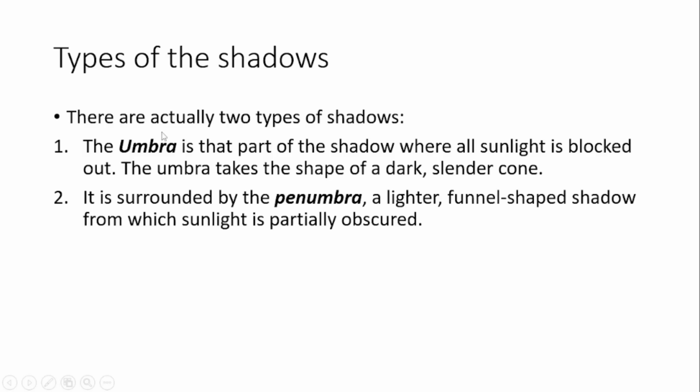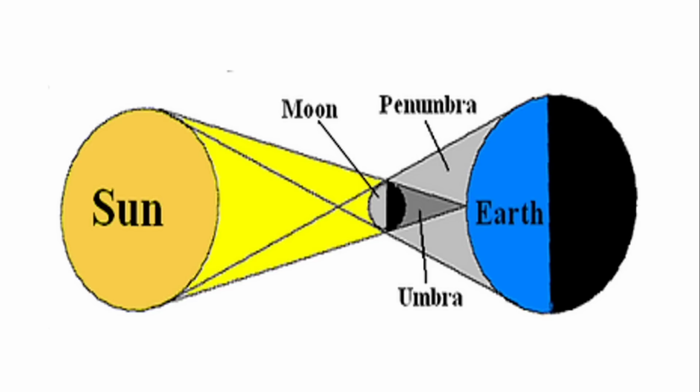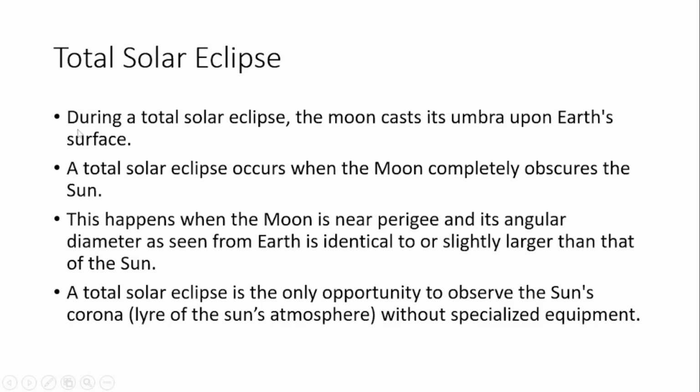There are actually two types of shadow. The umbra is that part of the shadow where all the sunlight is blocked out. The umbra takes the shape of a dark cylinder. It is surrounded by the penumbra, a lighter funnel-shaped shadow from which the sunlight is partially blocked. Like here it is shown on the diagram. Total solar eclipse. During a total solar eclipse, the moon casts its umbra upon the Earth's surface.